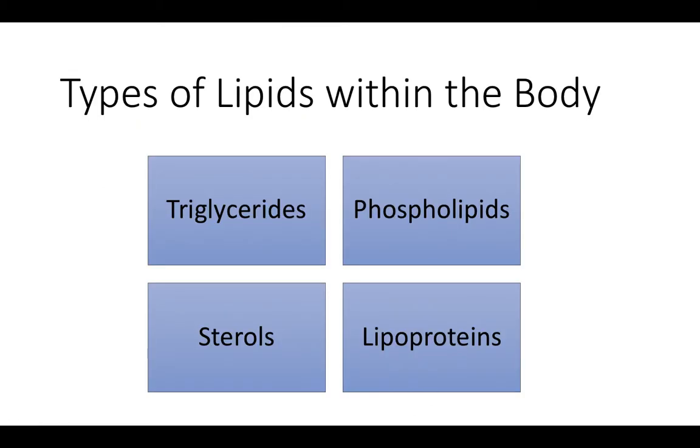So those are the types of fatty acids in our food, and they are in the form of triglycerides, which is also a type of lipid that is found within our bodies. We also see phospholipids, and we see sterols and lipoproteins. Again, there's a completely separate video that talks about lipoproteins.